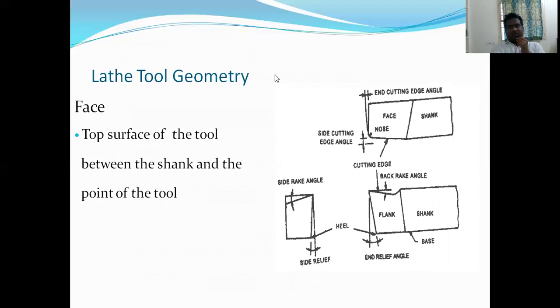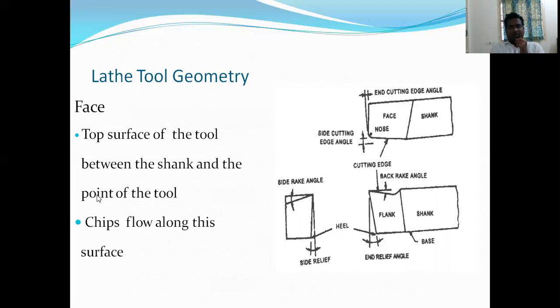This is the shank, right? And the point of the tool. In between, the tool face is situated. It is the top surface of the tool, and it is in between the shank and the point of the tool. That's why it is situated at the top surface of the tool.